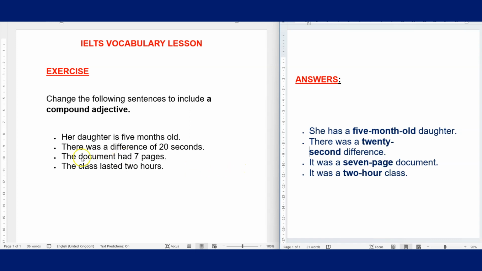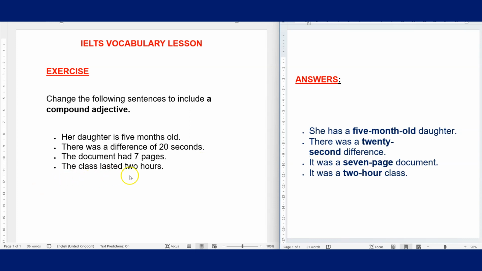Now the third one: the document has 7 pages. What does the document have? It has 7 pages. So it was a 7-page document. It was a 7-page document.